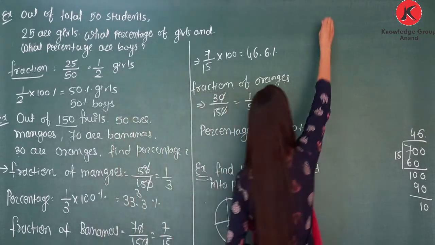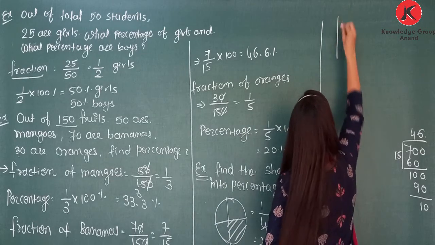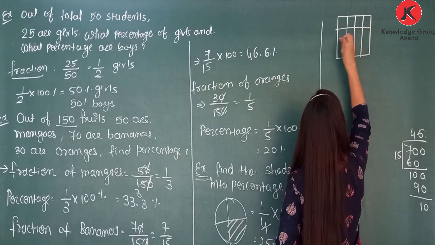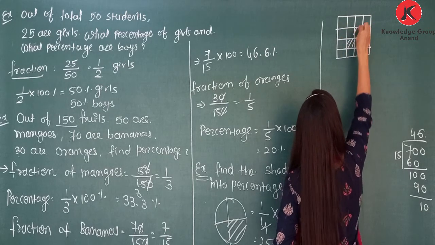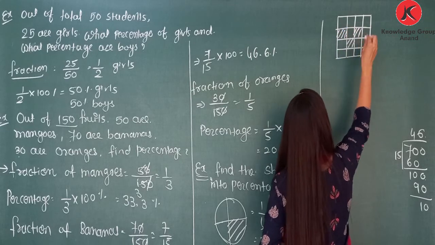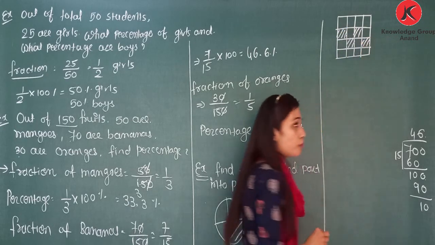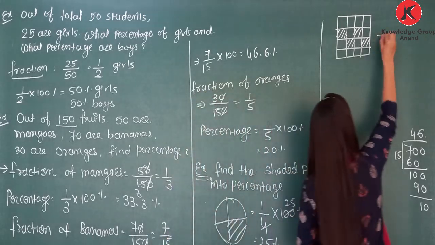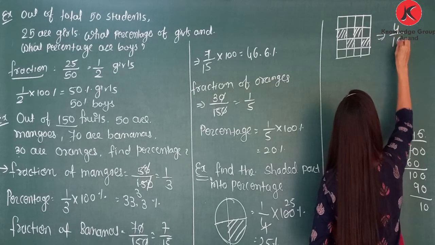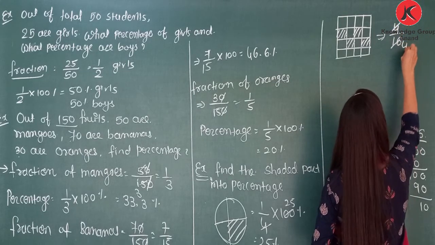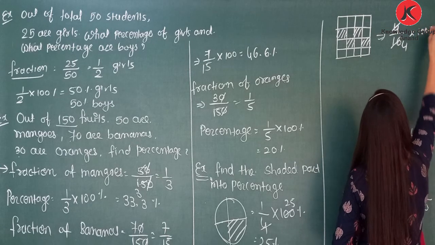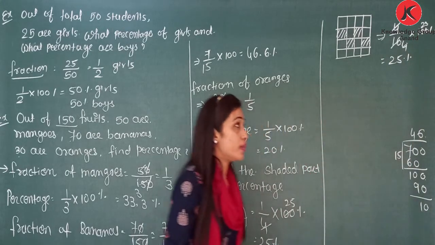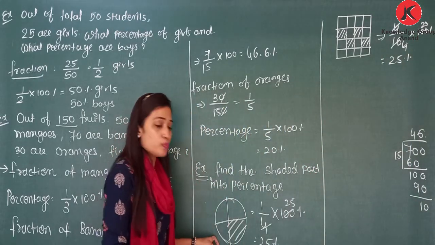One more example. And from that, 4 parts are shaded. So how many total parts are there? Here 16 parts are there. So as a fraction it is written as from 16, 4 parts are shaded. 4 fours are 16, so 100%. So it is again 25%. Okay, so this way you can convert the figure into percentage.